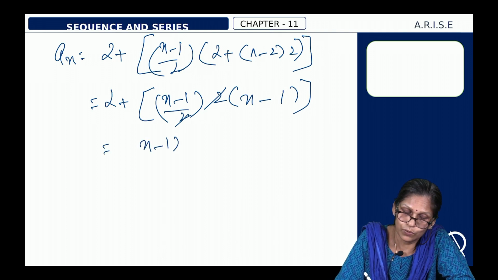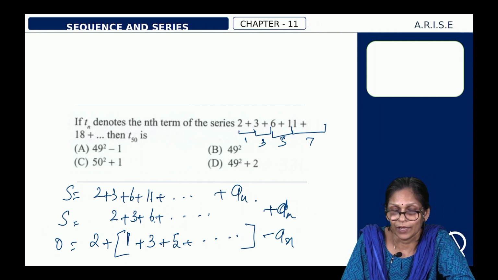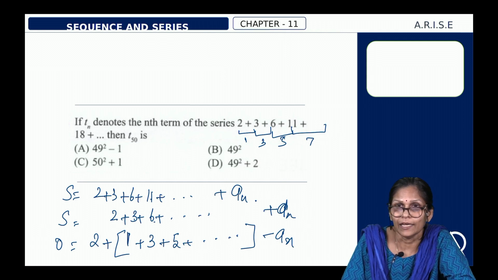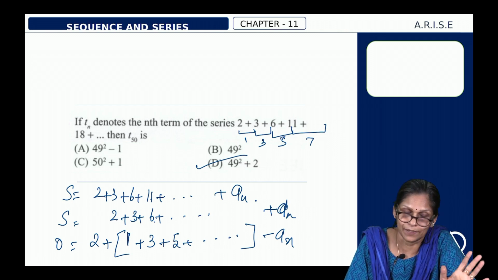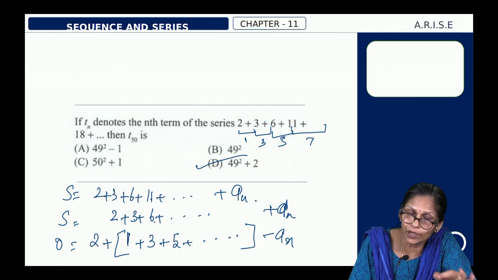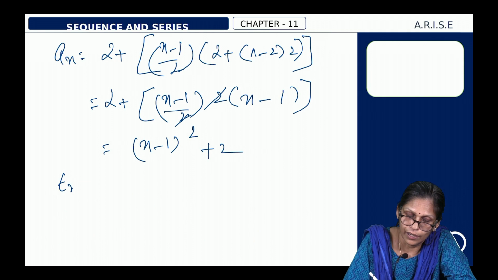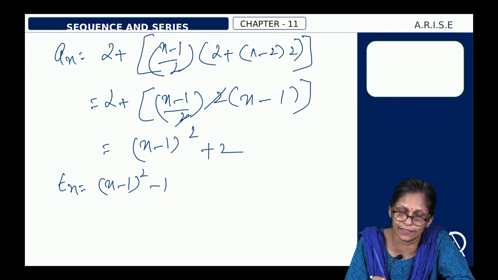So, n minus 1 the whole squared plus 2 is the general term. So, what will be the 50th term? Isn't it 49 squared plus 2? This is the answer. Now, if you want to cut short your steps, Tn denotes, from the format of the question, can't you conclude that Tn, the options for Tn, 49 squared minus 1 means what? N minus 1 the whole squared minus 1, because this is the T50 that is given to you.